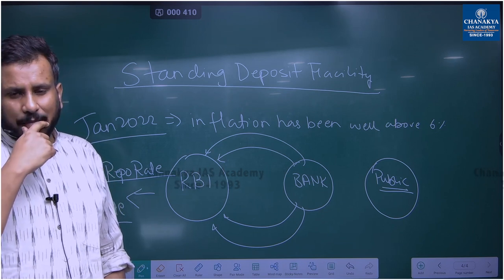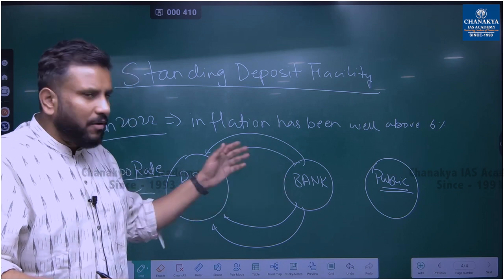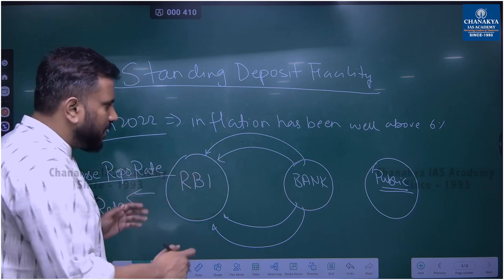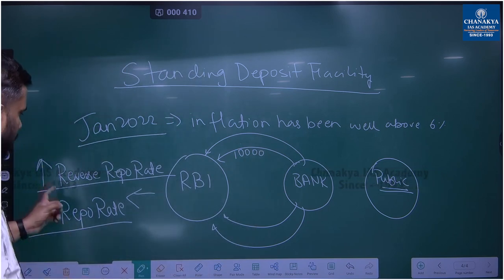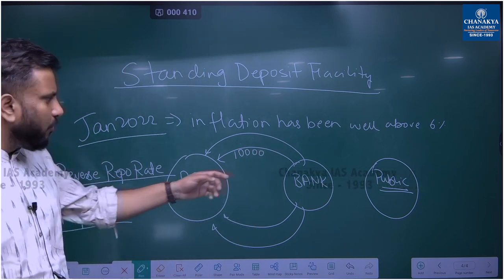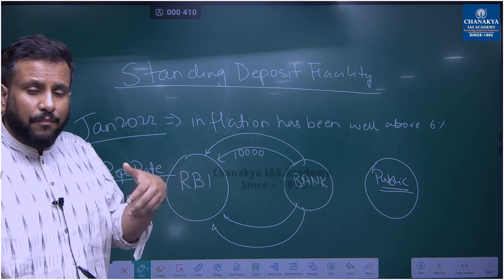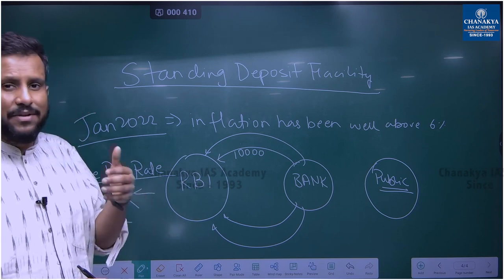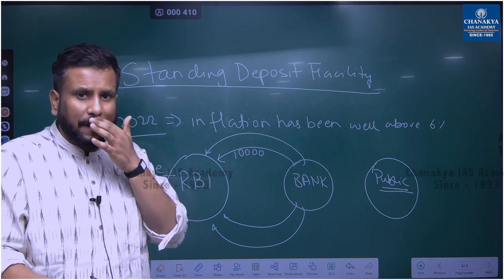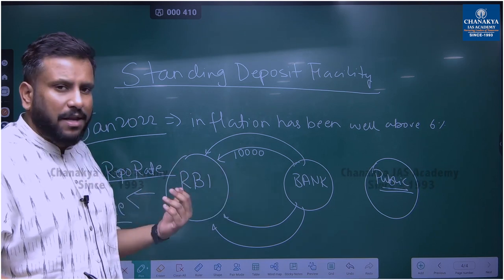But now there's one problem. Suppose RBI wants to take 10,000 rupees from the bank under the reverse repo rate operations. Banks want to deposit 10,000 rupees to the RBI because RBI is giving a very good interest rate, 6% for example. So banks will be much more incentivized to deposit their money with RBI.